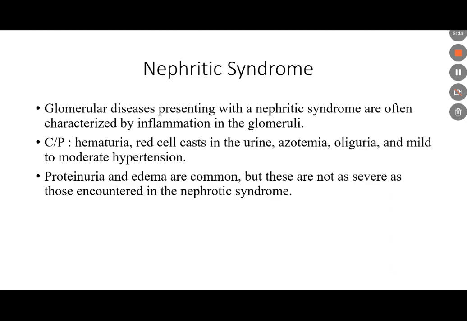Coming to the nephritic syndromes. So these are diseases which present with a nephritic syndrome, glomerular diseases, and they have inflammation in the glomeruli. Their presentation, because it is nephritic, they will have hematuria, red cell casts in the urine, there will be azotemia, oliguria, and mild to moderate hypertension. Proteinuria and edema are common here, but not as severe as we see in the nephrotic syndrome.